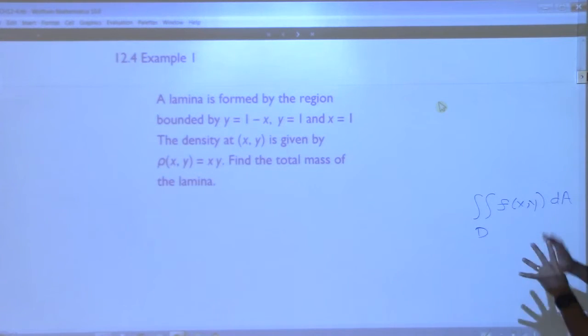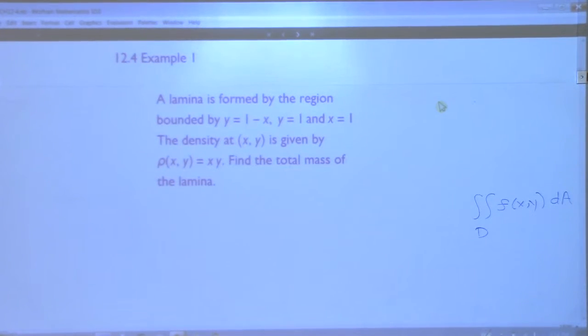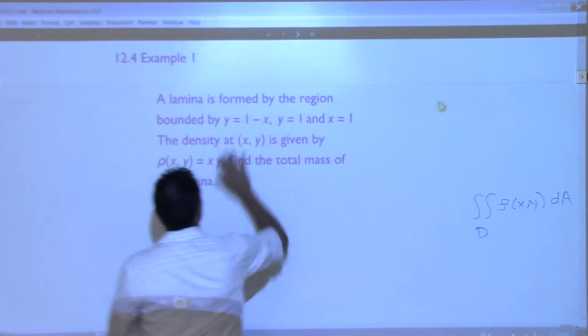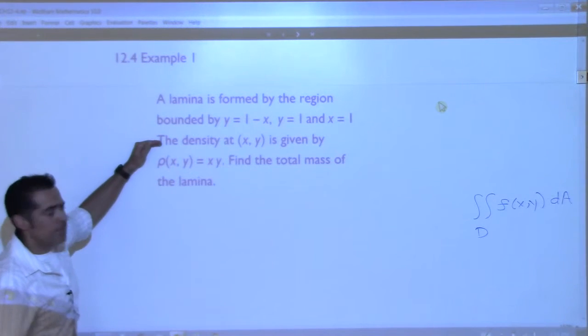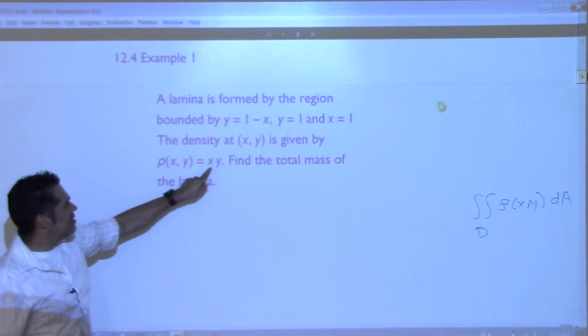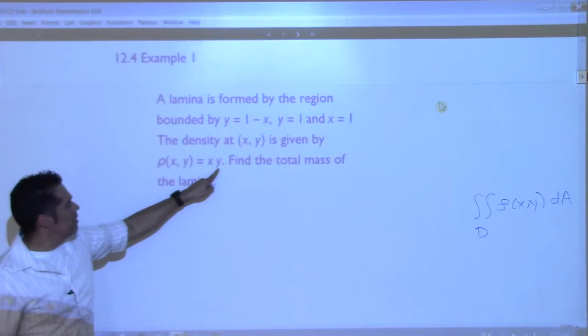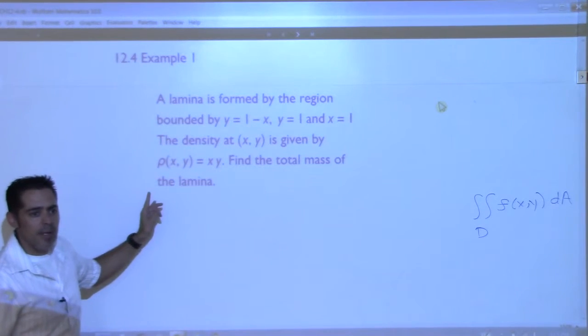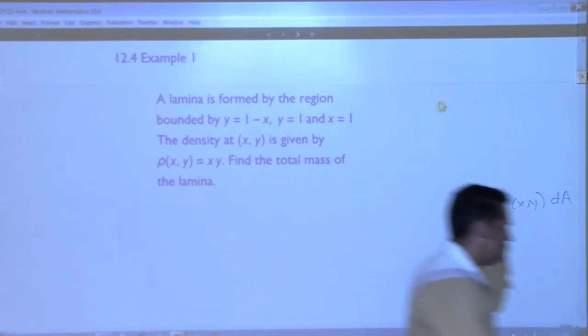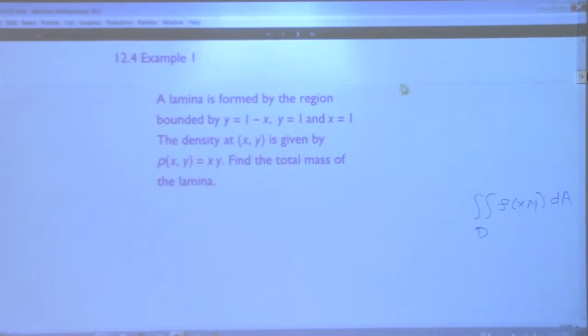I'm going to show you the visual of this, but let me give you our first little example. A lamina is formed by the region bounded by these curves. I give you some curves, that creates a lamina. Then I give you the density function. The density function is x times y. Find the total mass of this lamina. Let's look at it visually, then we'll do it all by hand.